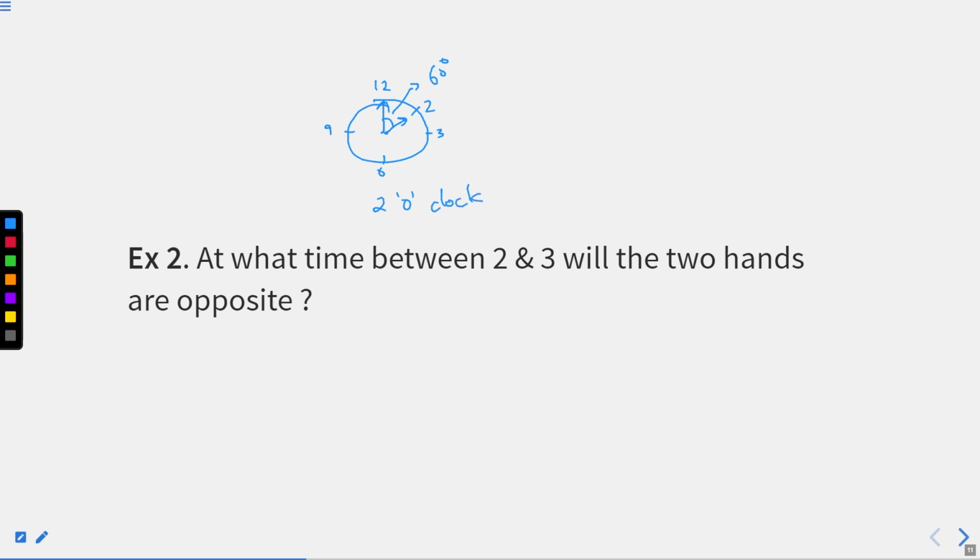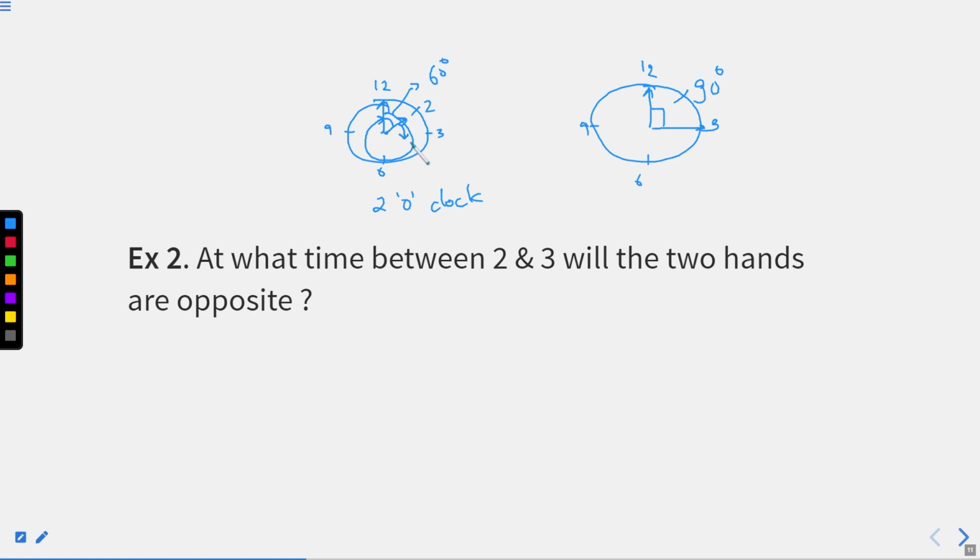Now I'll make another clock for you, in which I will depict 3 p.m. This is 3, 12, 9 and 6. The angle right now is how much? 90 degrees. So what we need to figure out is at what time they will be opposite to each other. For that we know this will move to this position and this will move till this position itself, right?